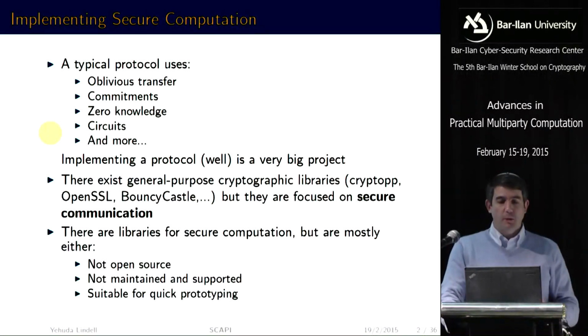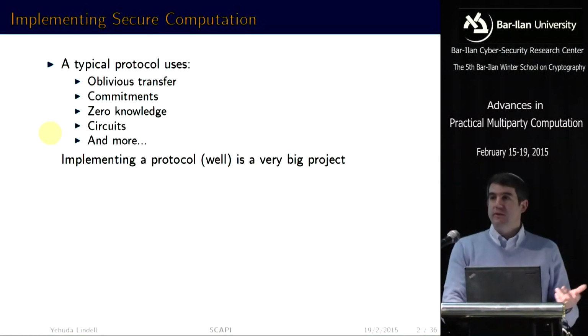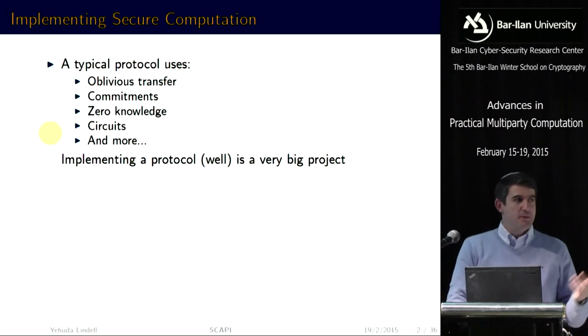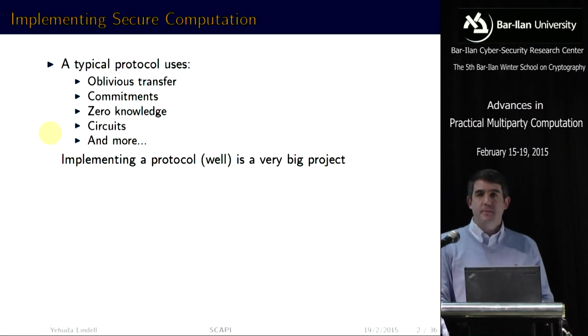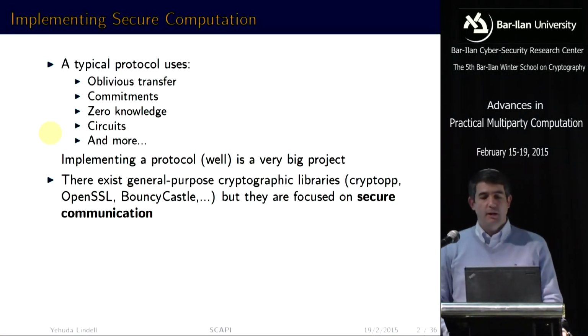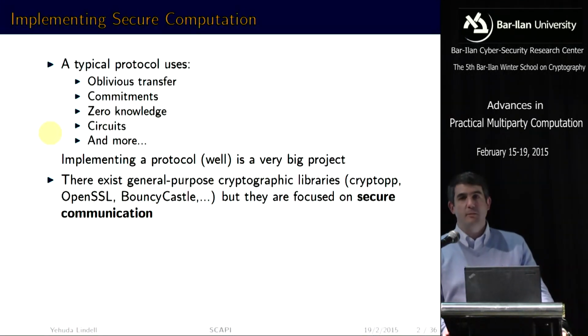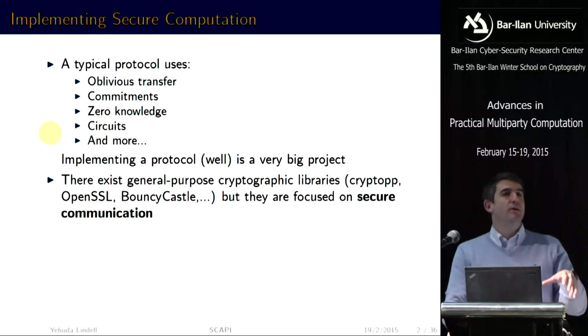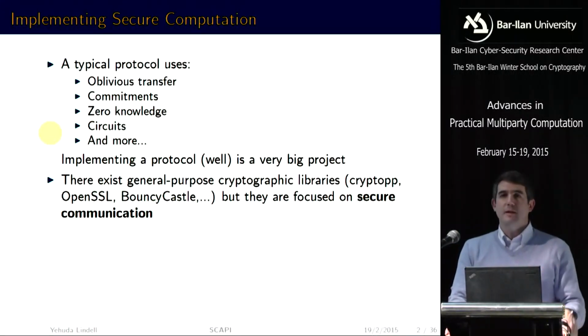So a typical protocol may use oblivious transfer, commitments which can be perfectly hiding, perfectly binding, equivocal, extractable, UC, zero knowledge proofs of all different types, circuits, and so on and so forth. And there are general cryptographic libraries like Crypto++, OpenSSL, Bouncy Castle, but they're very focused on secure communication. That's what they do. So they give you encryption and signatures, key exchange. Depending on the library, how easy it is to find the low-level operations that you want to do, for example, in a group, some are easier, some are harder.